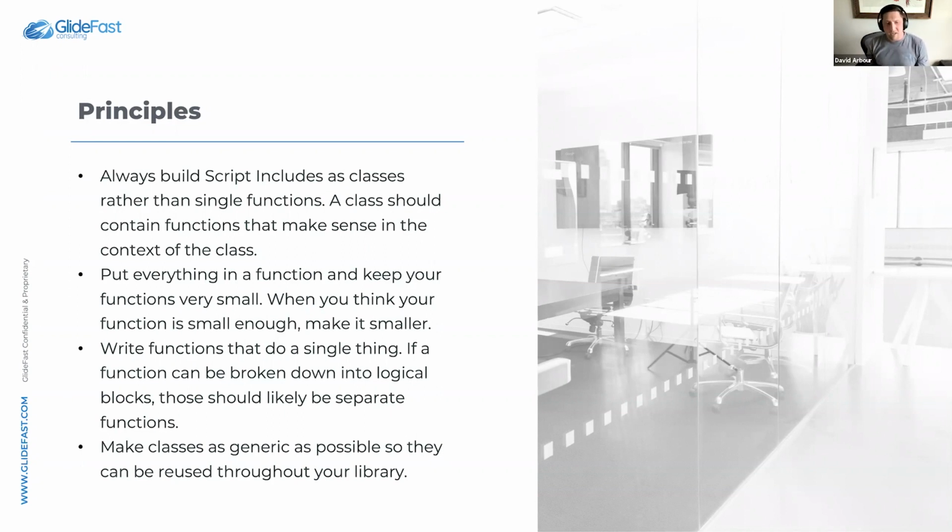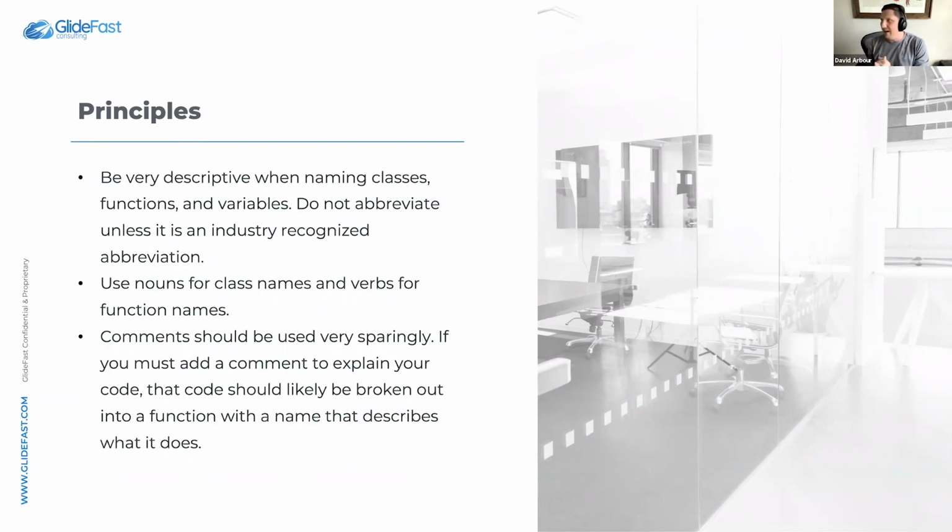Okay. So anyway, make classes as generic as possible for what they're doing so that they can be reused. Okay. Naming, I hate naming. I don't know, it's the worst thing that we do. It really is. And it takes the longest time if you're doing it right.